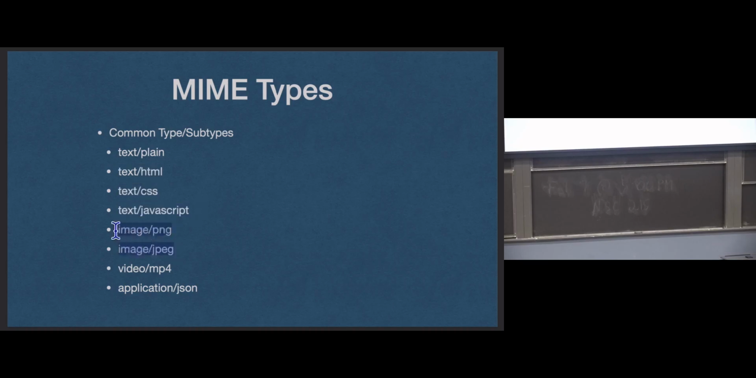Image.png, image.jpg, video.mp4, and then application/JSON. If we could go back, as an industry, and change this, it would be text/JSON. But back in the day, it made sense for it to be application/JSON, but it's too late to change it now. So application/JSON if you want to send JSON data over the internet, which we do. In Homework 1, there's a few cases where we're receiving and sending JSON for the chat messages.